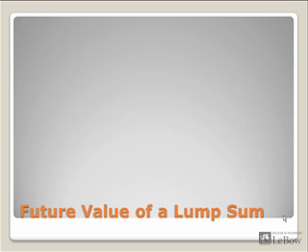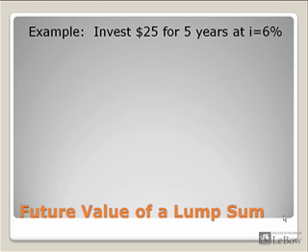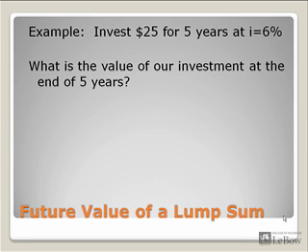Now let's take a look at an example to help clarify this for us. Let's say we want to invest $25 for 5 years at 6%. What is the value of our investment at the end of the 5 years? So we're looking to solve the equation of future value, that is, future value of a lump sum. If we use the equation that we just derived in the previous slide, we would take our $25, the initial amount, and multiply it by 1 plus the interest, in this case 6%, compounded out 5 periods because we're talking about 5 years or 5 compounding periods.